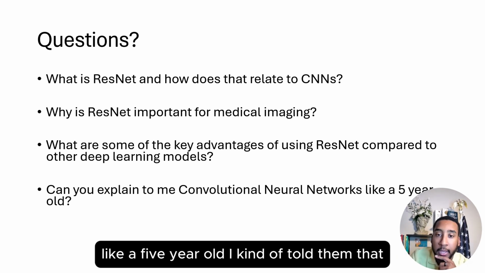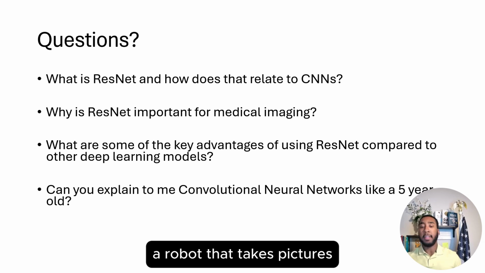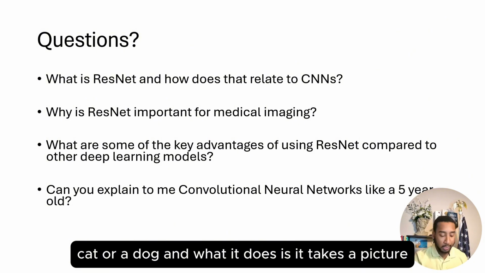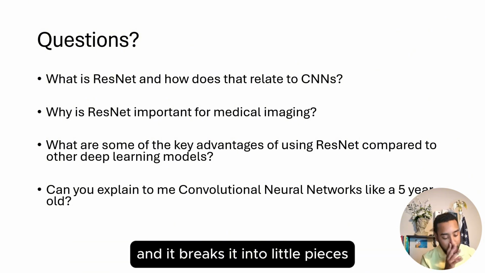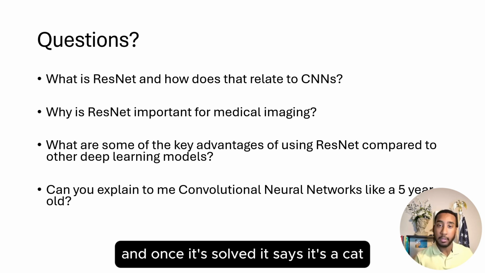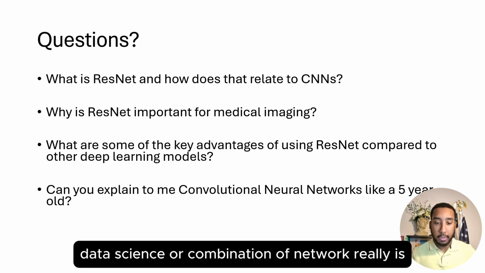And so moving on to the last question, can you explain to me convolutional neural networks like a 5-year-old? I told them that a convolutional neural network is basically a robot that takes pictures, and it's tasked to distinguish between a cat or a dog. What it does is it takes a picture and breaks it into little pieces like a puzzle, and it tries to solve it. And once it's solved, it says it's a cat, it's a dog. It classifies it. And that's what a convolutional neural network really is.